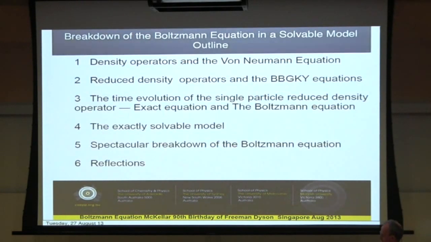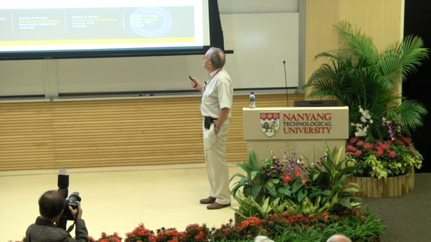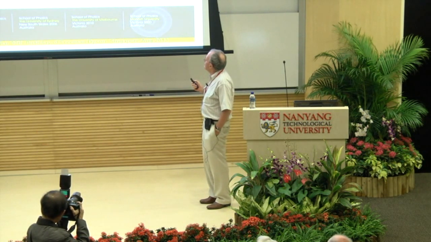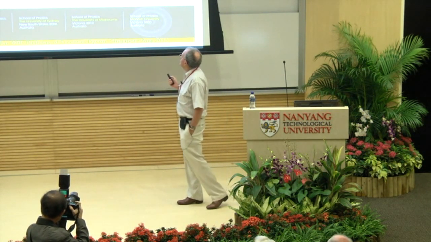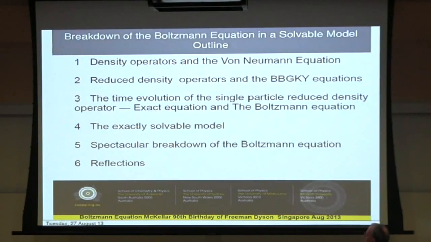So what I'm going to do is, first of all, remind you, although after the last couple of talks, you don't need a lot of reminding about density operators, but the time dependence of them perhaps you do, and reduced density operators and this chain of equations, the so-called BBGKY equations, that determine the time dependence and how they're connected to one another. And then we can talk about what the Boltzmann equation is in that sense, discuss what the model is, and show you what goes on.